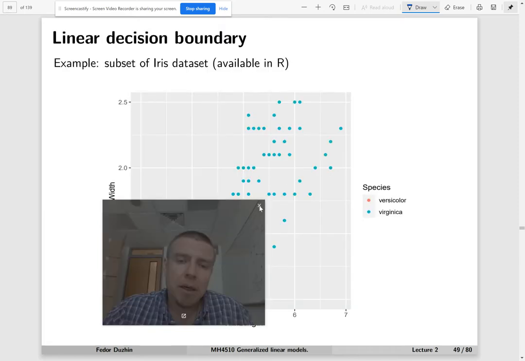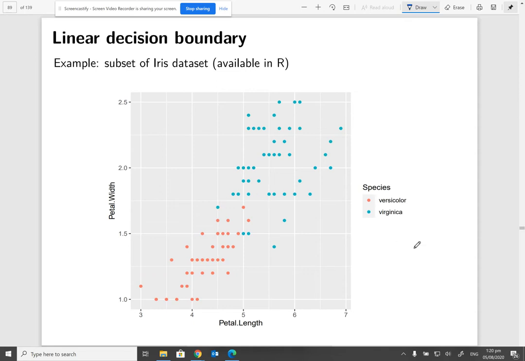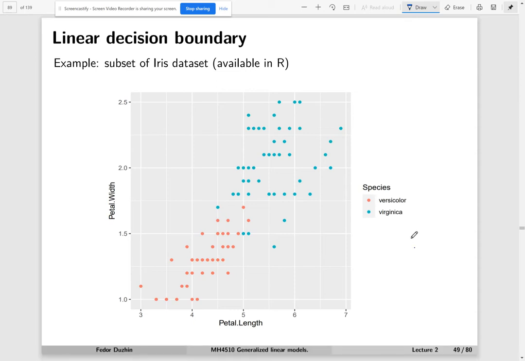So the core idea here is that if we have, let's say, two classes, we want to separate them by a linear boundary. We want to come up with a straight line. In 2 dimensions, it's going to be a straight line that just separates them. Something like this.